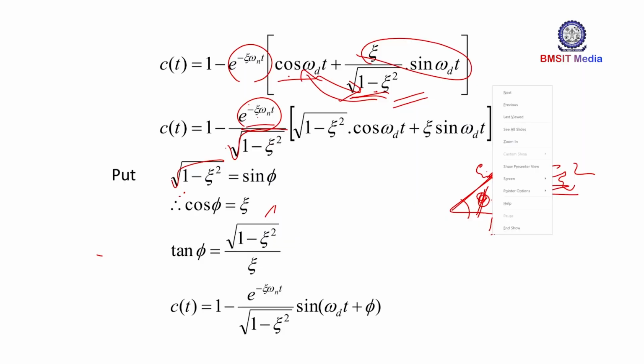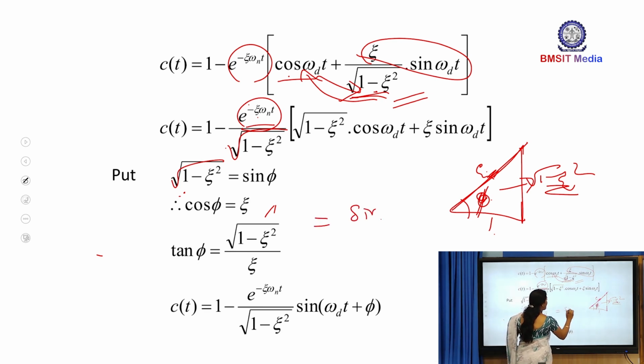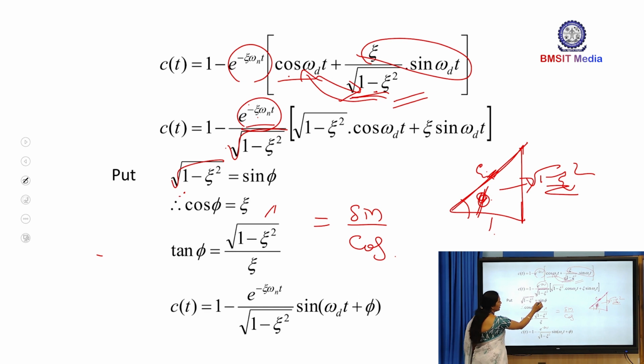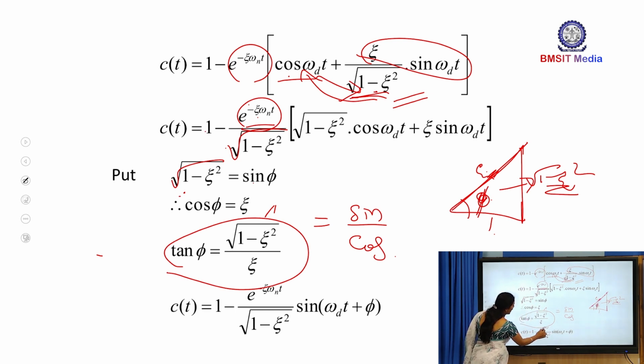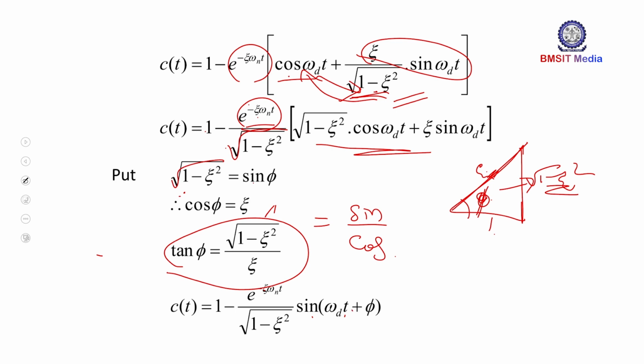Now what is tan phi equal to? Tan phi, all of us know that tan phi is nothing but sin phi by cos phi. So I have here sin phi, I have here cos phi. Therefore tan phi is nothing but root of 1 minus zeta square divided by zeta. So what will be my new c of t value now? New c of t value is 1 minus e to the power of minus zeta omega n t by this, which will be as it is. But this is of the form sine of omega d into t plus phi.